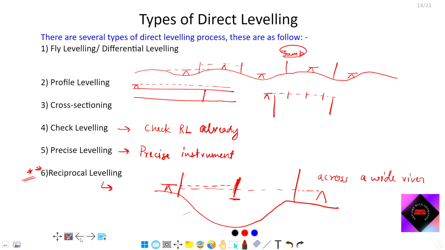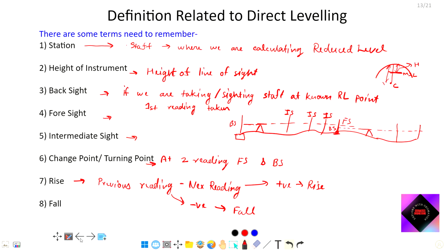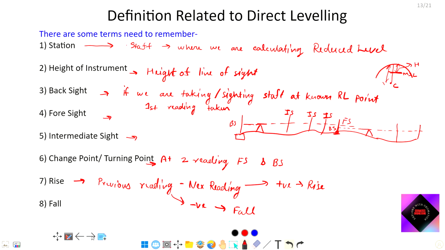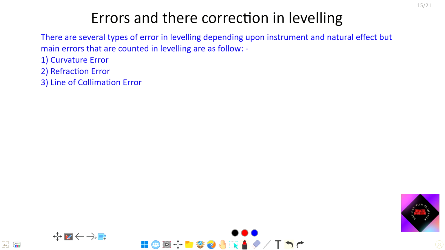So in this video we will talk this much. We have done some revision over leveling. We have seen the different types of leveling, and new things also. Also we have seen some terms related to direct leveling. So this is all about direct leveling. Now we will move towards error in the leveling and their correction also. We will focus on curvature, refraction and line of collimation error and how these can be cured.